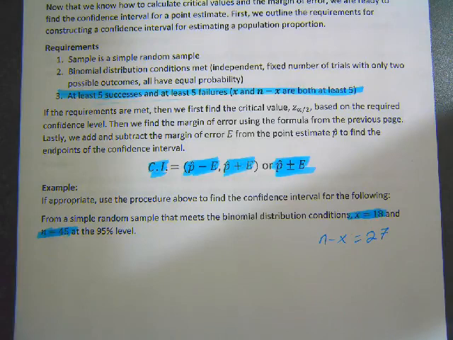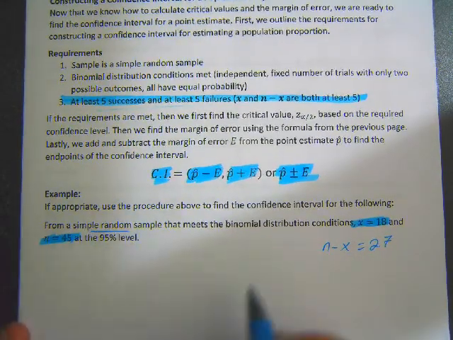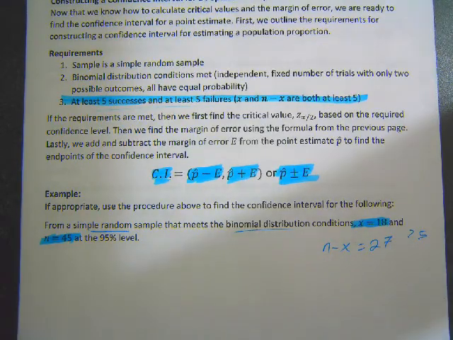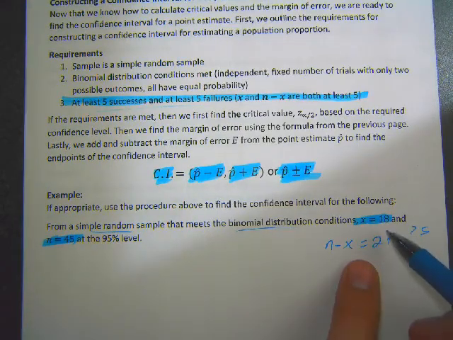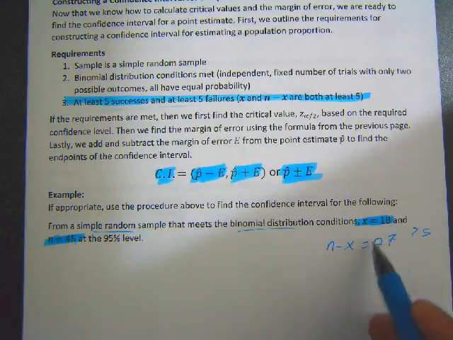Since both of those are bigger than 5, we're good to go. That's what they're talking about here, the requirements that need to be met. As long as you have a simple random sample, binomial distribution, and both of these are bigger than 5, we can do the problem. Watch out, because every once in a while you might see one where they give you only 3 of these or 2 of these, and then you say, oh, I can't do it. I can't do a confidence interval unless both of these numbers are bigger than 5.